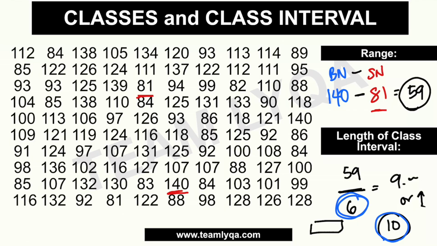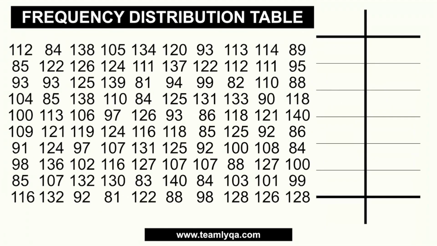So, I would go, 51 to 55, and then 56 to 60. Yun, ang class size nun is 5. Or, yung gagawin natin ngayon, which is by 10. Okay, so ito na yung ating table. Tapos, i-construct na natin siya.